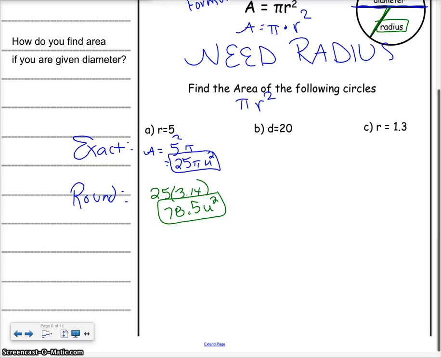Okay, the next one, my diameter is 20. Well, I don't want diameter, I want radius. So if my diameter is 20, that means if it's 20 all the way across, I only want half of that. I only want a radius, so my radius is 10.